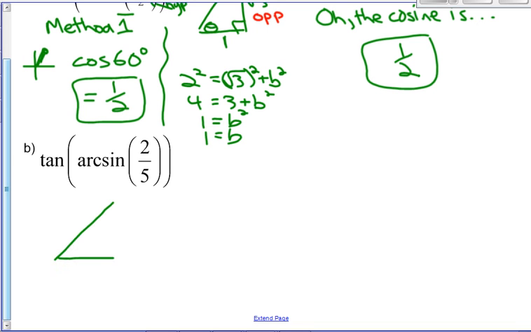So if we want to do this one, we'll set it up the same way. My diagrams are not really to scale. I'm just going to do my best here. But I'm talking about something with an opposite of 2 and a hypotenuse of 5.